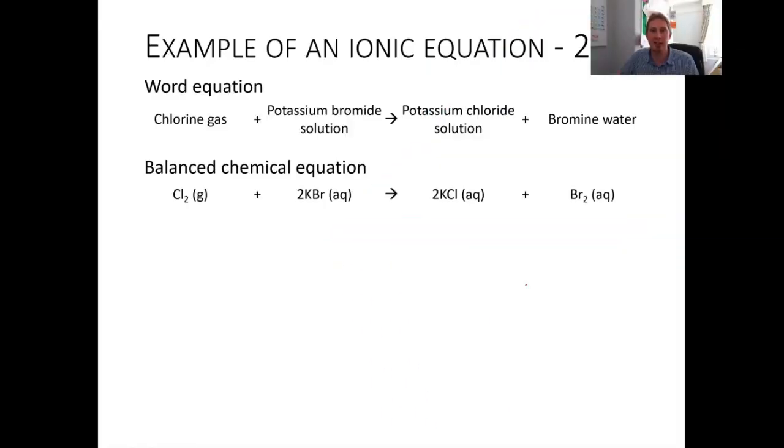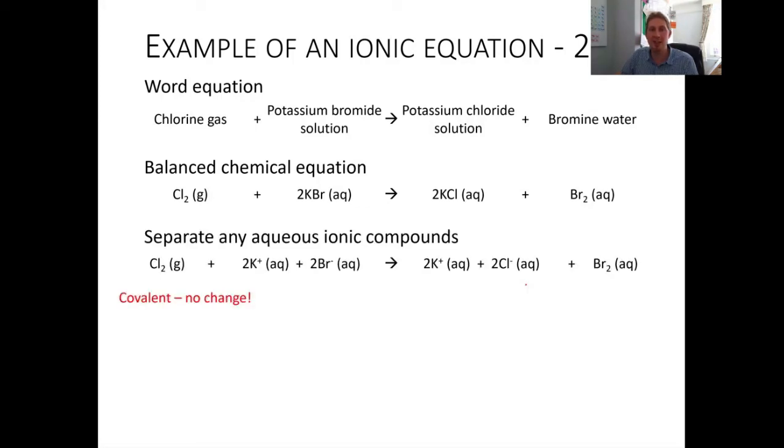Okay, here's the balanced chemical equation. I'm not going to tell you how to work out the formula of potassium bromide and potassium chloride. You should know how to do that. Chlorine and bromine, remember, they're both diatomics if they're an element. What do we split up? Well, chlorine is covalent. It doesn't split up. It is a Cl2 molecule, even as a gas state. Bromine, perhaps even more confusingly, is still a Br2 molecule in water. It hasn't split up. It is Br2. But the potassium bromide and the potassium chloride have split up. Potassium's the spectator ions. They do nothing.